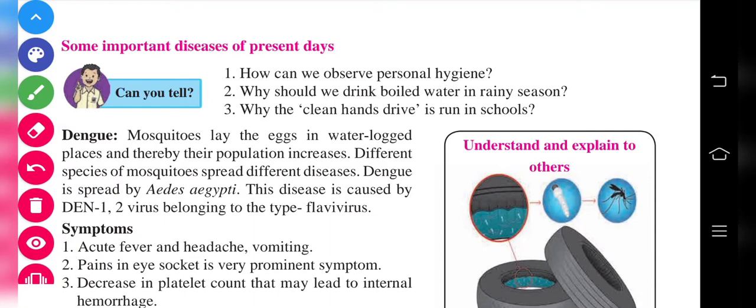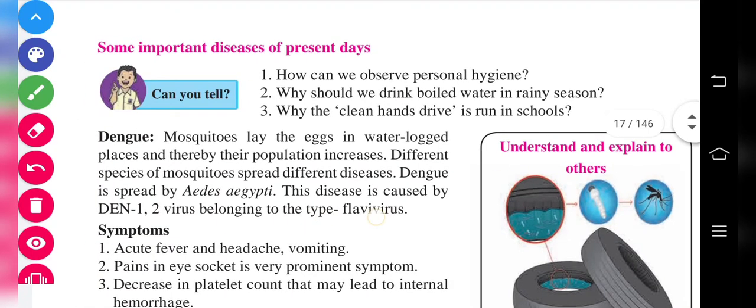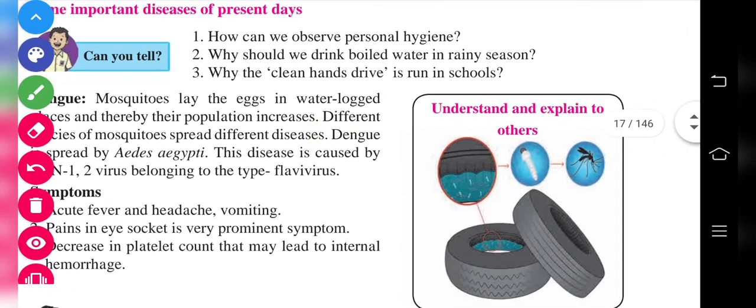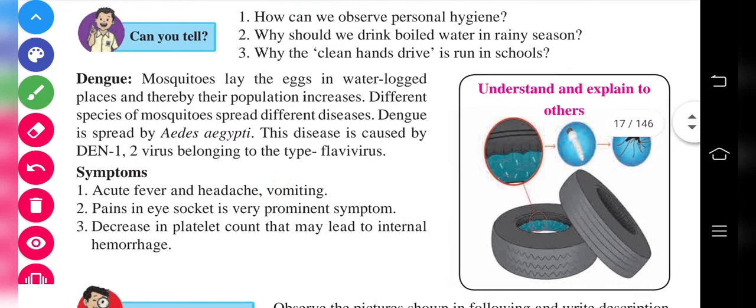This disease is caused by the DEN-1 and 2 virus, which belong to the type Flaviviridae. These are the names of the dengue virus. Next are the symptoms of dengue. So what are the symptoms of dengue?